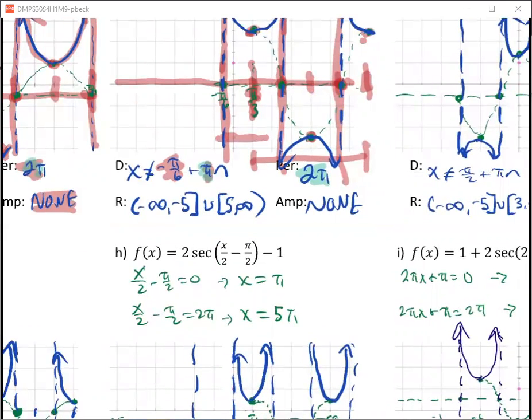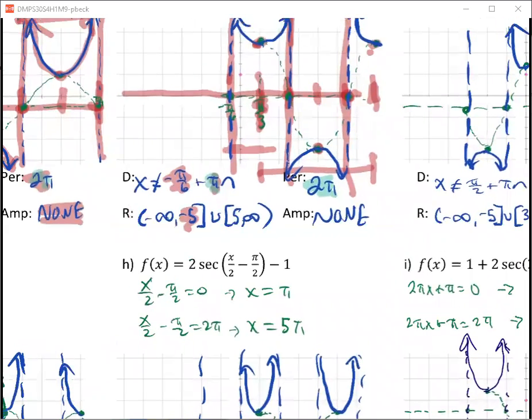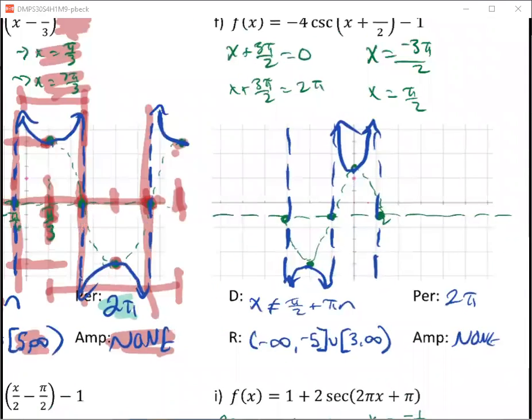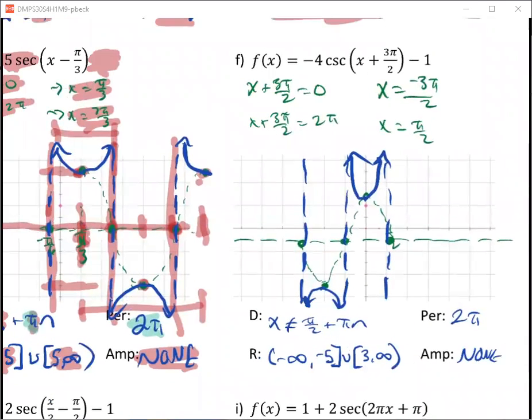Range, the bottom value is -5, or really the top there is -5. And then the relative minimum here is from 5 to infinity with amplitude of nothing. One more time. So vertical shift to -1.